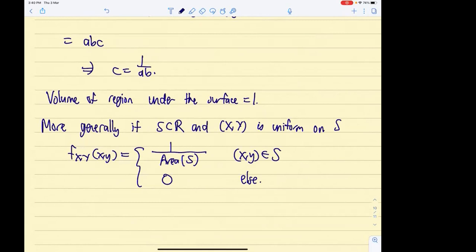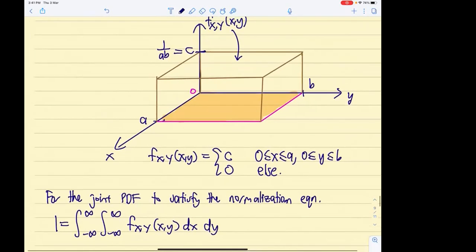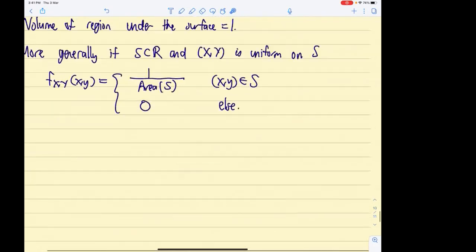That is a general formula for a uniform random variable. But for uniform, you need to specify, just like in the one-dimensional case, which interval it is uniform on. A random variable that is uniform on [0, 1] is different from a random variable that is uniform on [1, 10]. Here we are uniform on this particular region, which is this rectangle, AB. But we can be uniform on some other region as well, and this motivates the next example.